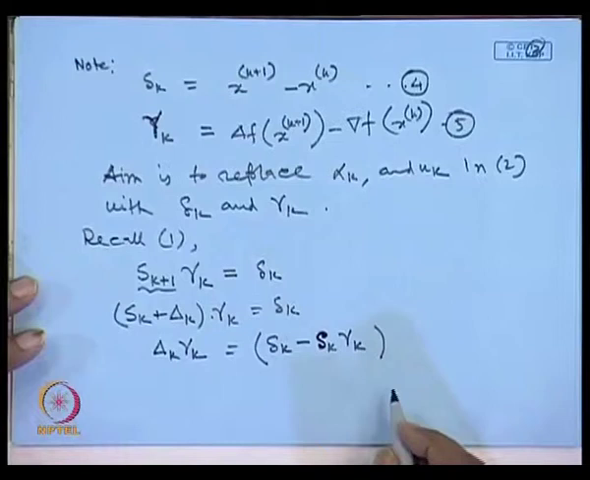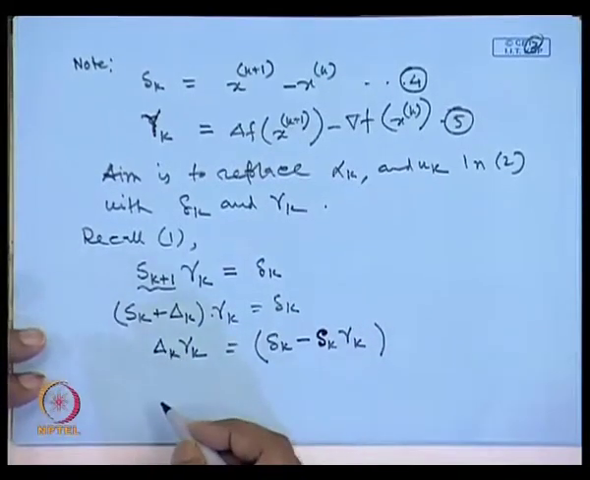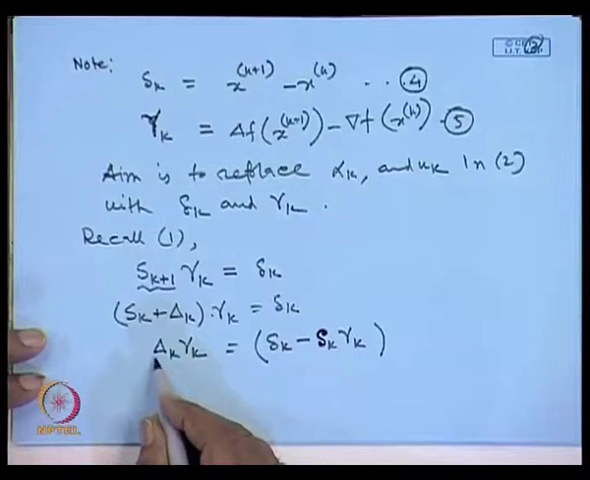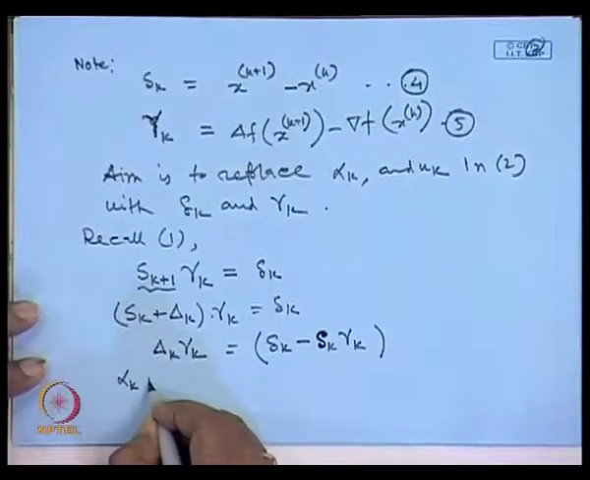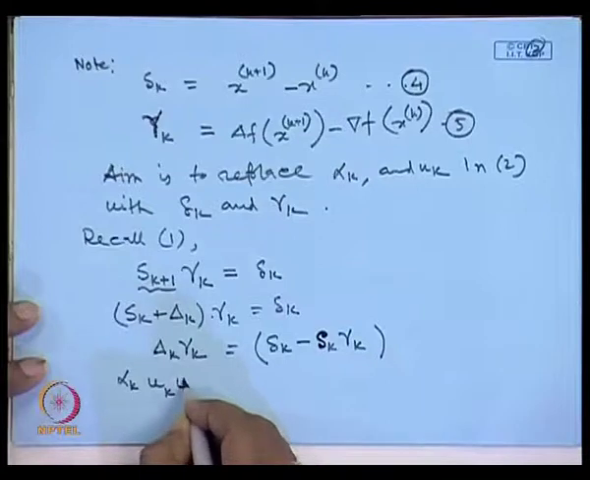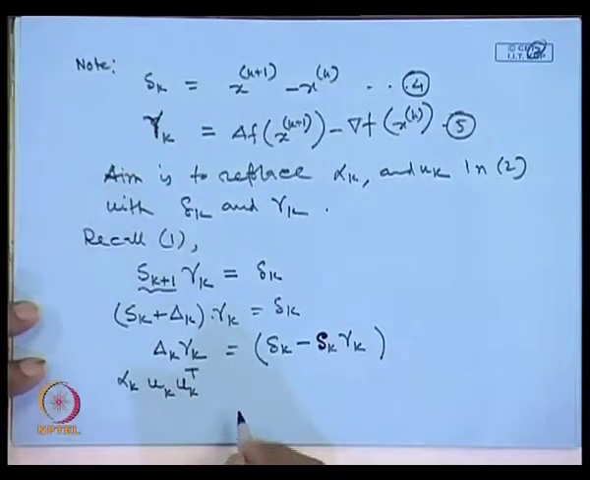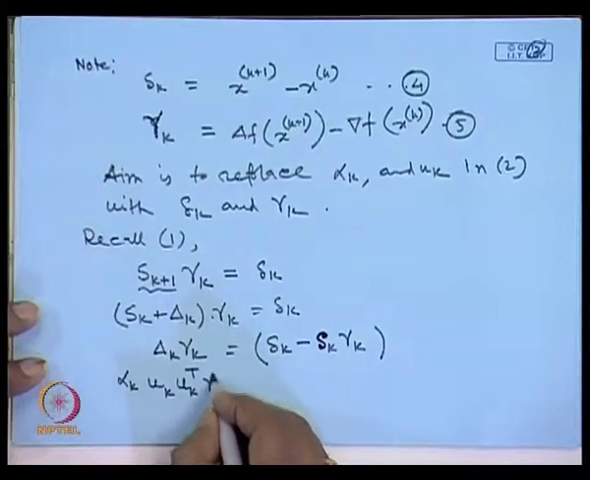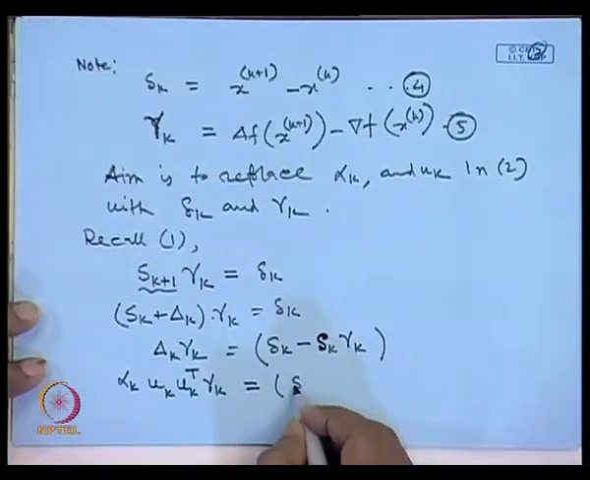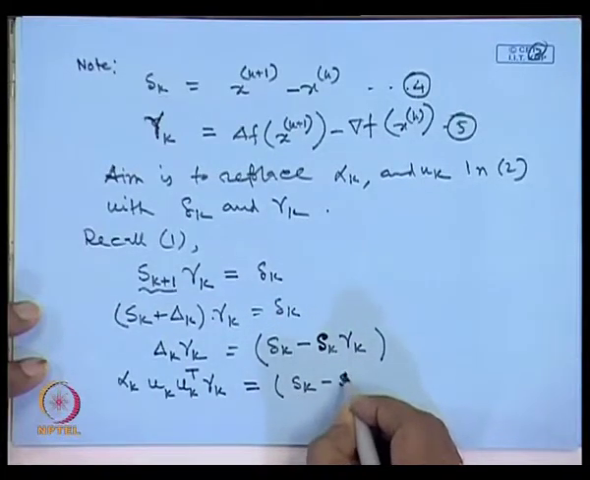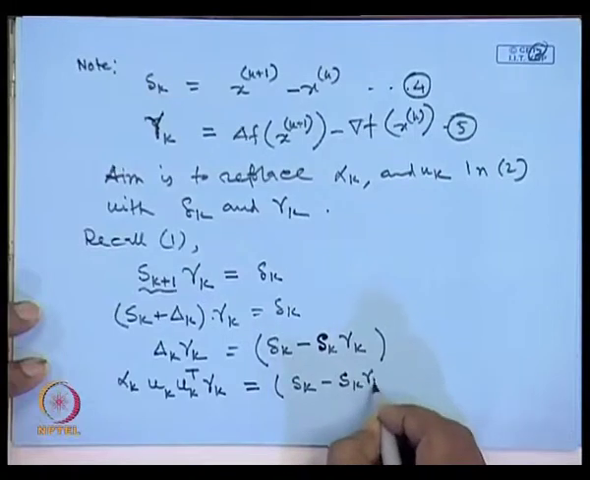So, that one we can write, because you know what delta k is, which I have considered. Delta k is nothing but alpha k times the outer product of the same vector u k, so I can write alpha k u k transpose. This is delta k, into gamma k, which is equal to delta k minus S k gamma k.